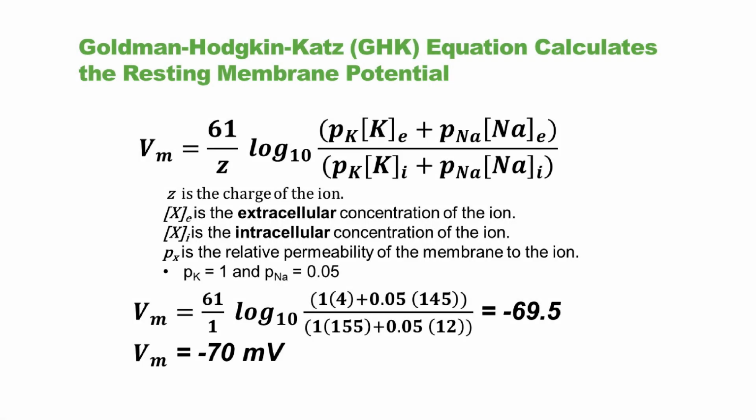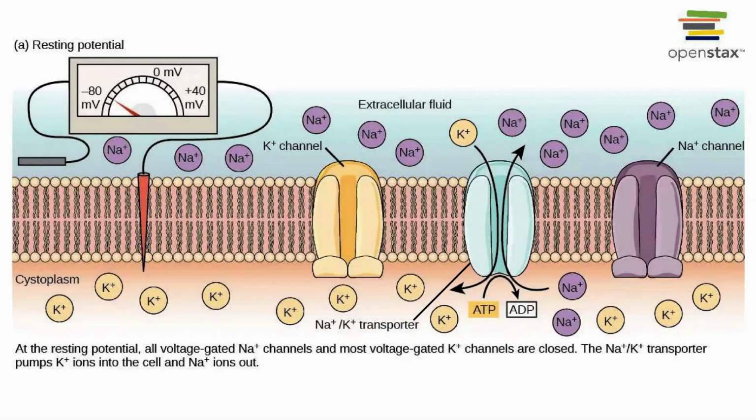The Goldman-Hodgkin-Katz equation uses the relative permeability and concentration gradients of ions to calculate the value of the membrane potential. The resting potential of -70 millivolts is closer to the equilibrium potential for potassium than sodium, because the relative permeability of the membrane is greater for potassium.